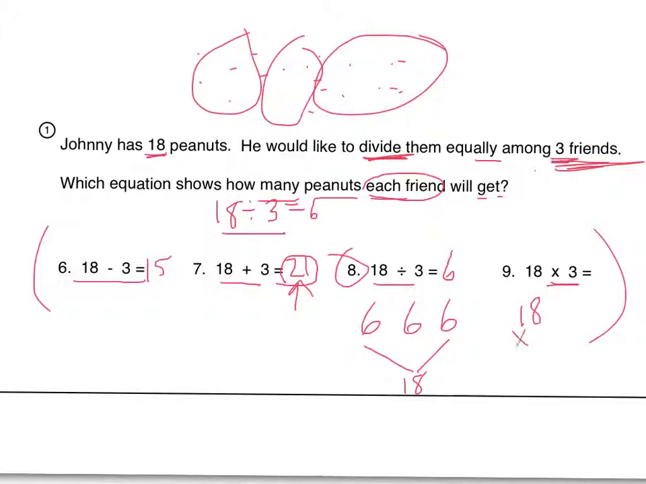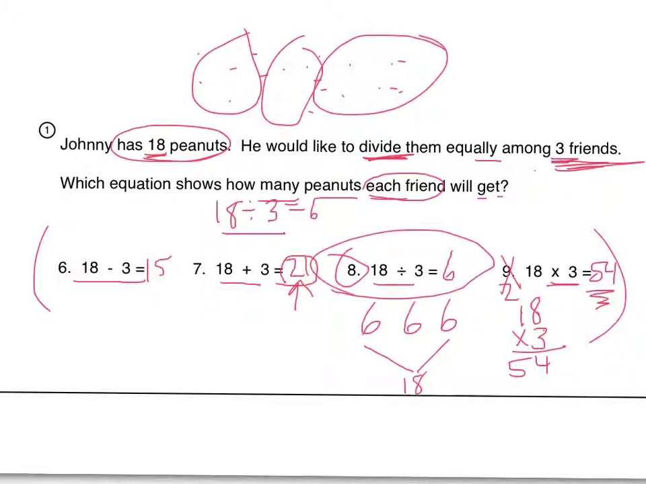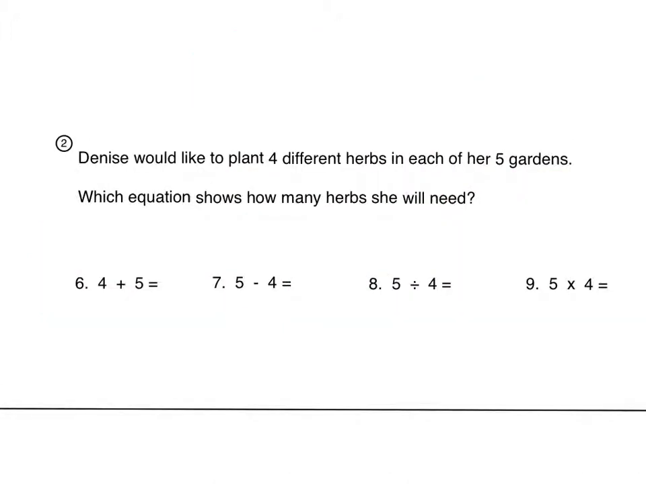18 times 3. 3 times 8 is 24. Carry the 2. 54. So each friend gets 54 peanuts when he only has 18 peanuts? Absolutely crazy. That can't be it. So our correct answer, 18 divided by 3. So remember, math has to make sense. It has to make sense to you, has to make sense with the problem. If it doesn't make sense, you're not really doing math.